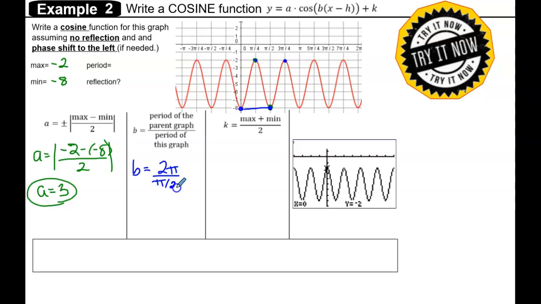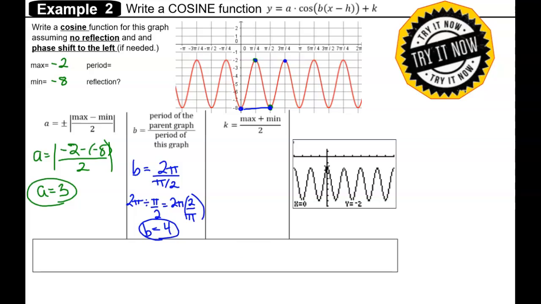It's weird to look at a stacked fraction like that. It's easier to think of this side by side. So 2 pi divided by pi over 2. Remember, when you divide by a fraction, you multiply by the reciprocal. So that's 2 pi times 2 over pi. The pi's cancel and leave us with a 4. So b is equal to 4 in this equation.